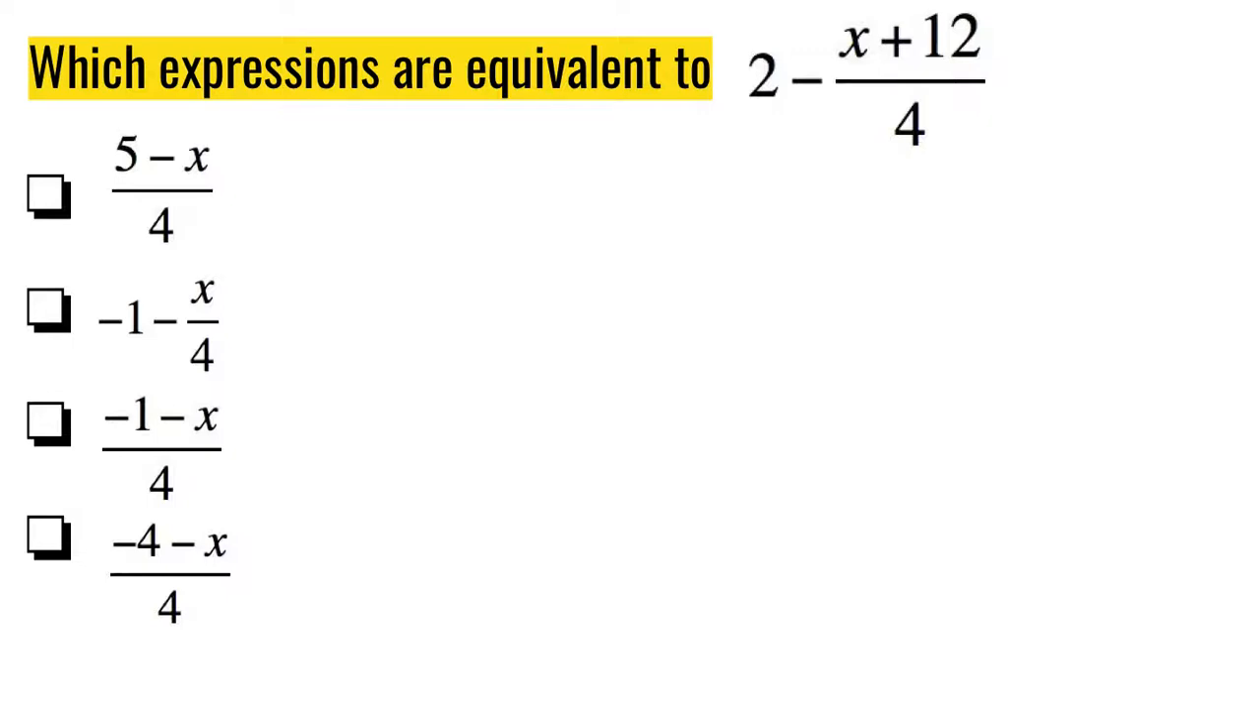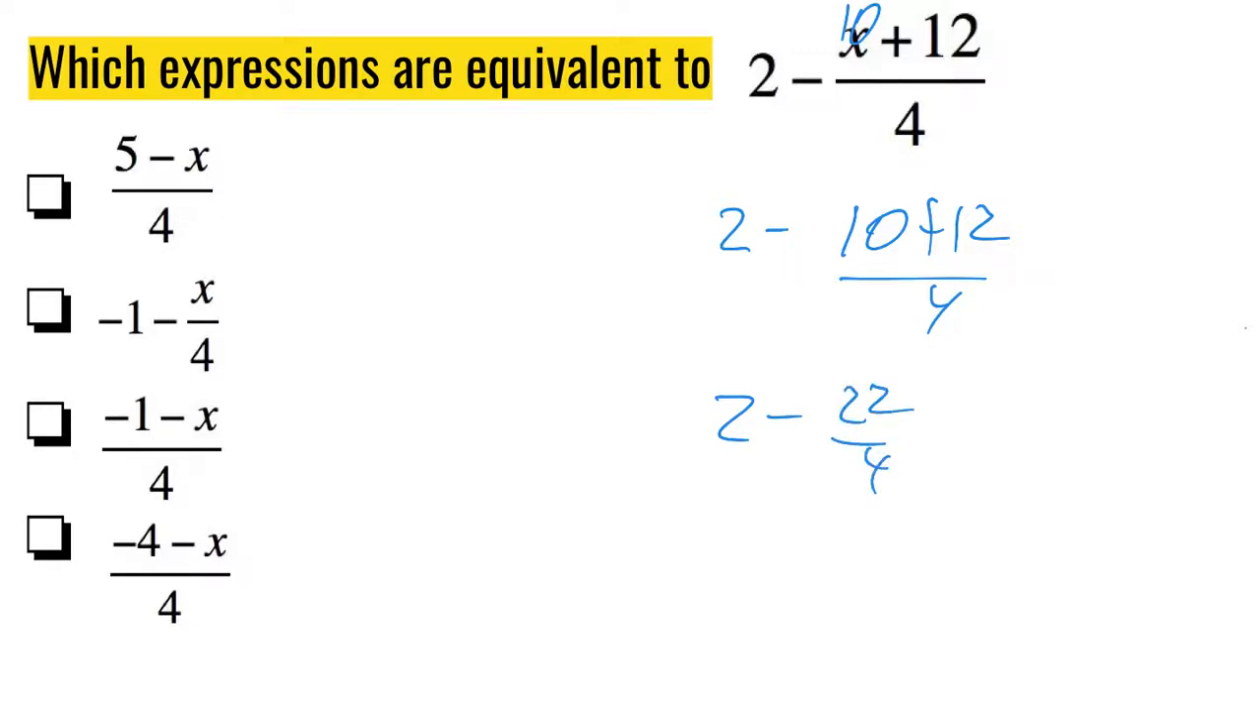For this one, it's already simplified, so I can't really tell what it's looking like. So for me, I would like to just plug in a number like a 10, as I suggested. So if I just plugged in 10 into this spot right here for x, I would have 2 minus 10 plus 12 divided by 4. Well, that's 2 take away 22 divided by 4. And 22 divided by 4 is 5.5. So then it's 2 minus 5.5. So that's negative 3.5. So I just have to figure out what other ones equal negative 3.5 while plugging in a number like 10 into there.